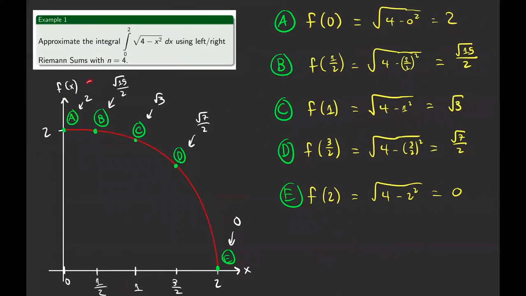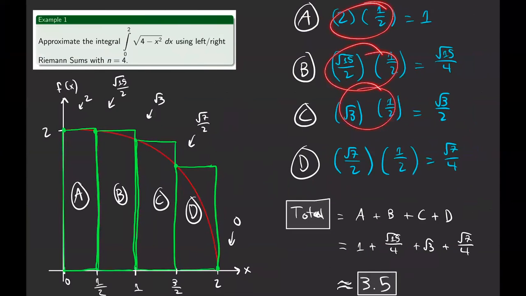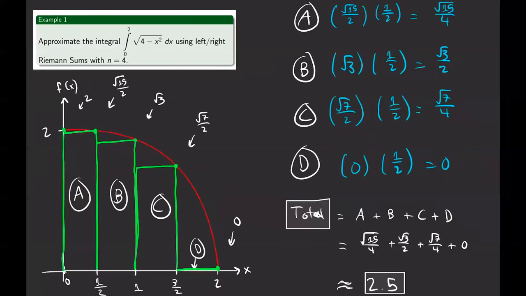Now we just find our function values, and then basically we just take all those function values and multiply them by my 1/2 over and over and over, and then we just add them up appropriately to get a left and a right Riemann sum. So it's really not that bad, although there is a lot to get through there.